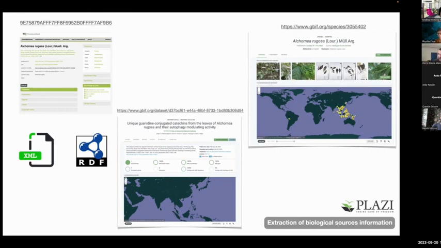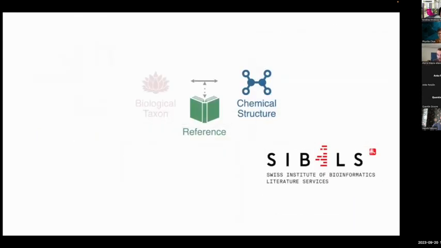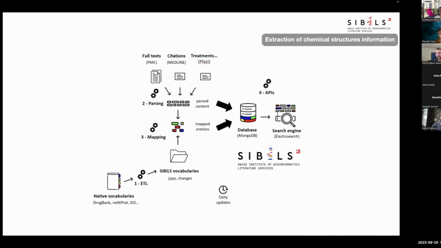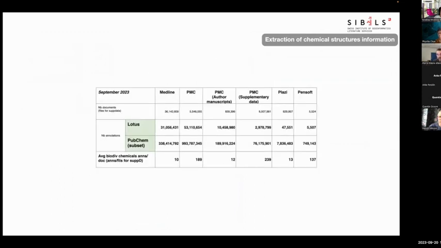So this was for the biological object. And then we have worked with people at SIBiLS, so the literature services of the Swiss Bioinformatics Institute. So SIBiLS is basically building a search engine mostly oriented for biomedical knowledge with a set of vocabulary that is extracted from their corpus of publication. So here they used the list of chemical structures coming from LOTUS and applied their pipeline to make more than tens of millions of annotations across the overall corpus.